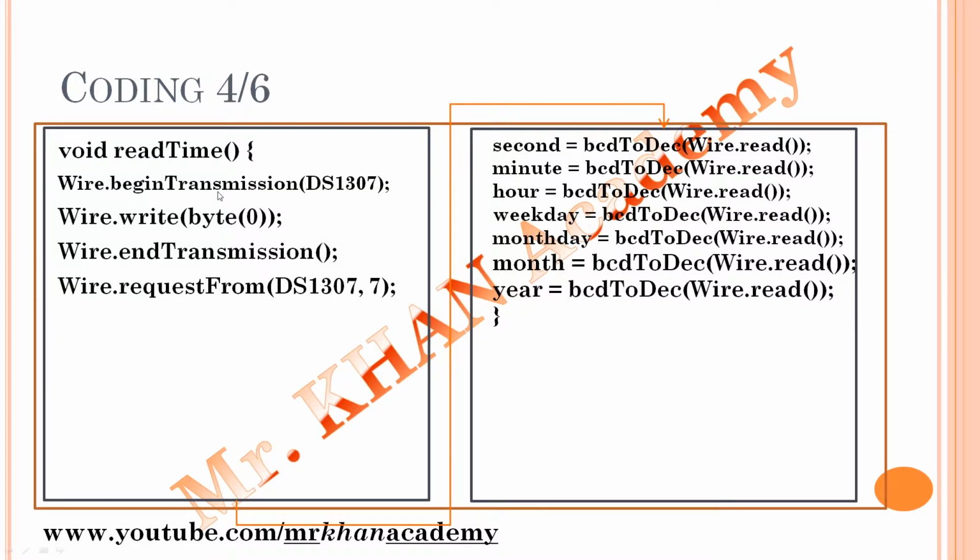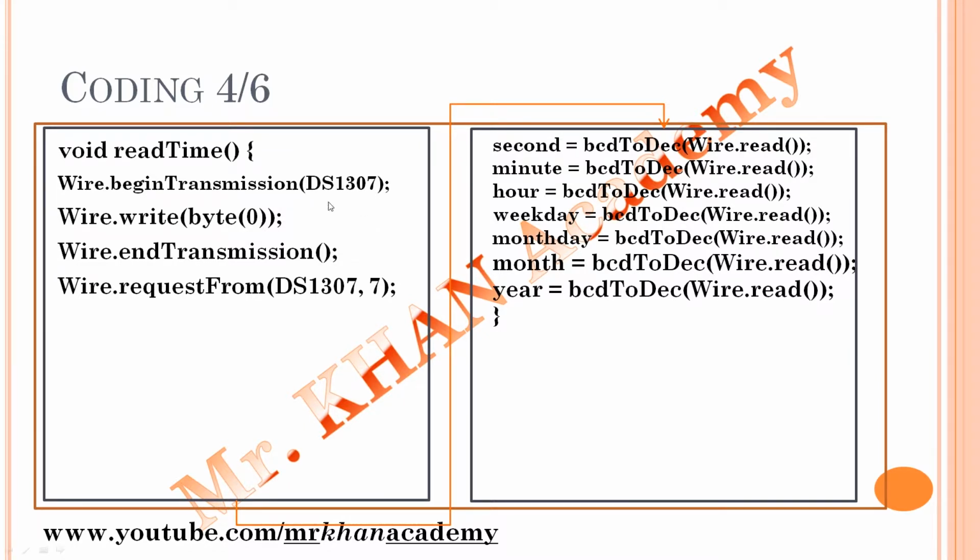In part 4, first we'll start with readTime. What exactly are we doing in readTime? In readTime, with the help of wire communication, we are retrieving the date, time and day from the RTC module to the Arduino. For that purpose, first we begin the communication with Wire.beginTransmission, and we are passing the address of exactly which place we want to retrieve the data from. That slave is nothing but DS1307. The address is already stored under this variable.